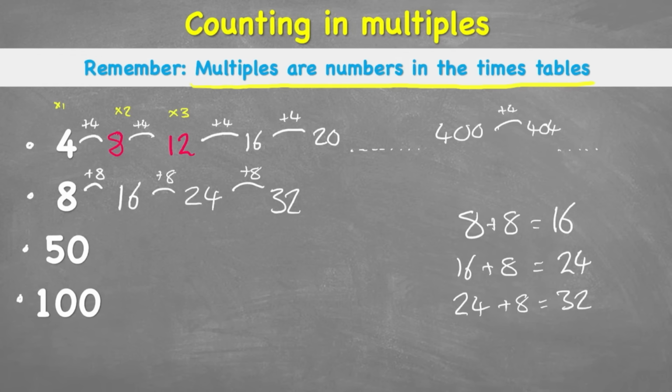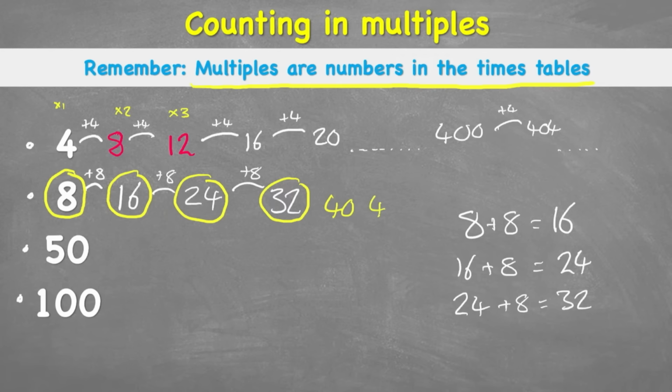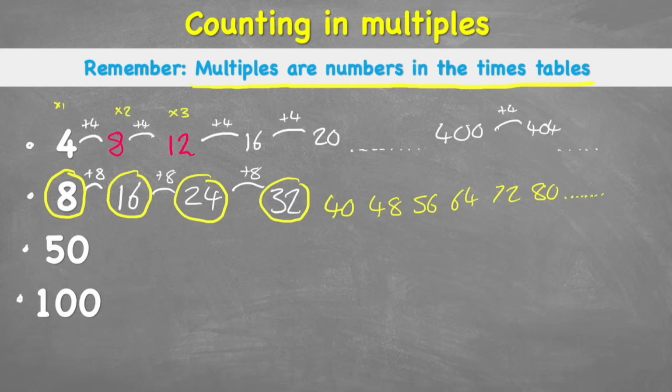So our first 4 multiples of 8 would be 8, 16, 24, 32, and then our next one would actually be 40, then 48, 56, 64, 72 and 80. But remember, we can go on forever. There is no end. Now we get to a few more challenging ones.